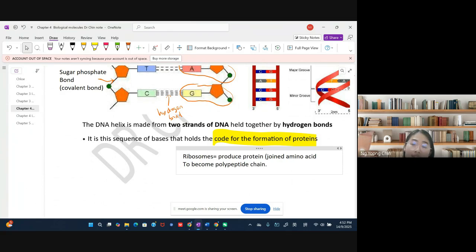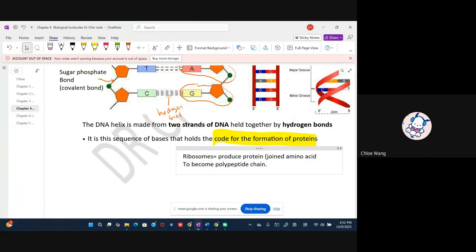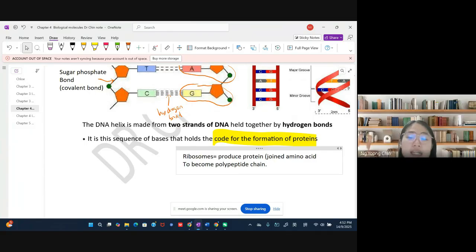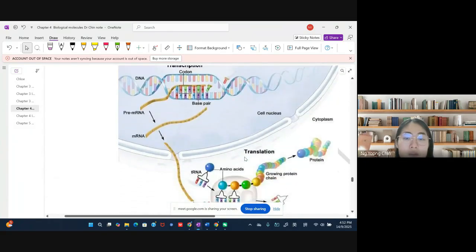So maybe you can think like, if you don't have the genetic information from DNA, can the ribosome still produce the proteins without any information from the DNA? Can they? No. No, yeah, they cannot. Ribosomes always need to depend on the DNA. Okay, not DNA, but the mRNA. Yeah, from the mRNA to produce the proteins. Yeah, which is this one. See?